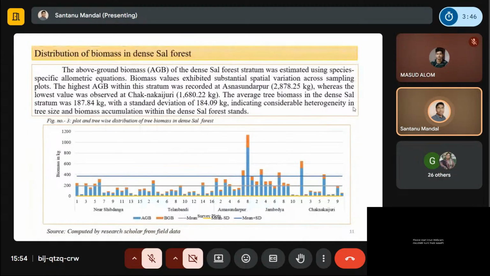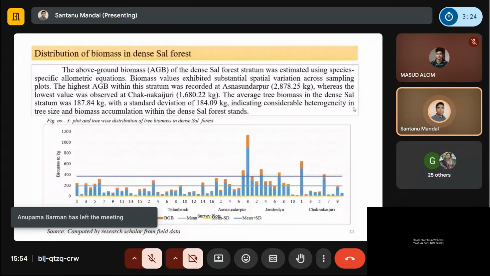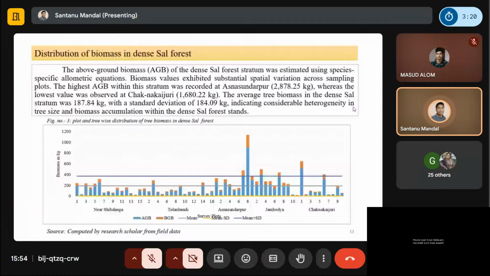This slide illustrates the distribution of biomass in the dense sal forest. We observe noticeable variation across the sampling forest, and the highest biomass was recorded in Asna Sundarpur, and the lowest in Chowk Nikunjapur. And if we look into the standard deviation and mean, then we found the variability in below ground biomass and total biomass.